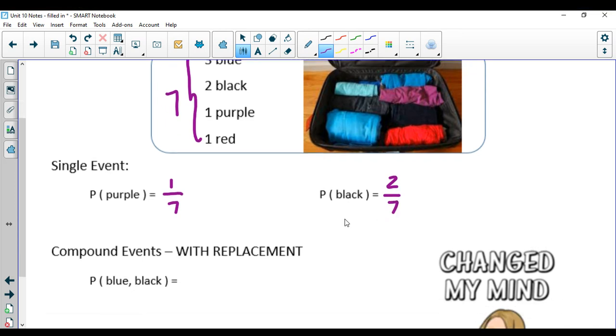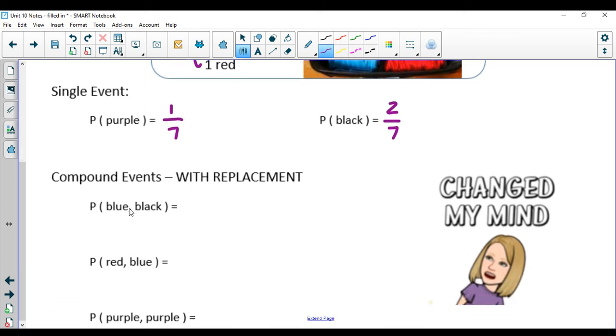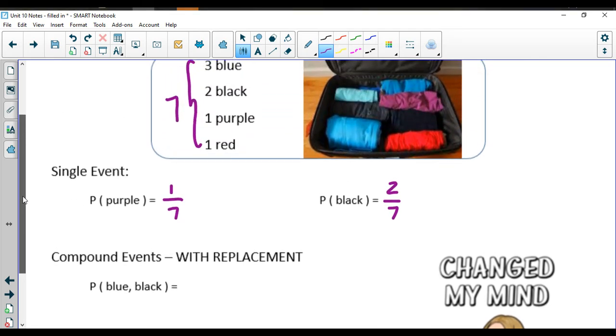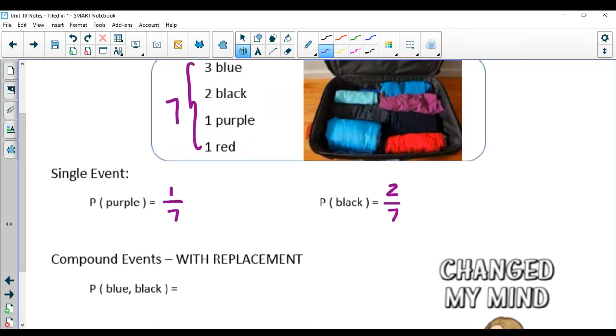In my first set of examples, I'm going to do compound events with replacement. So this is where I change my mind. So I put it back into the suitcase. There are still 7 pieces in there. On my first pick, I want to get blue. There are 3 blue shirts out of 7. I changed my mind. I put it back in. Now I'm trying to get black. There are 2 black shirts, but there are still 7 in the suitcase. 3 times 2 is 6. 7 times 7 is 49.